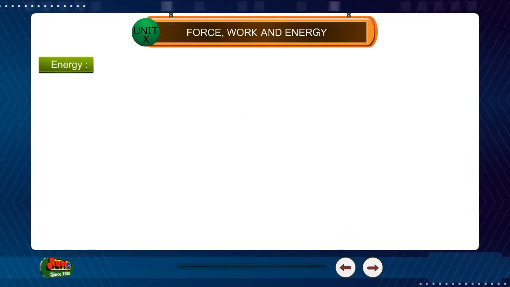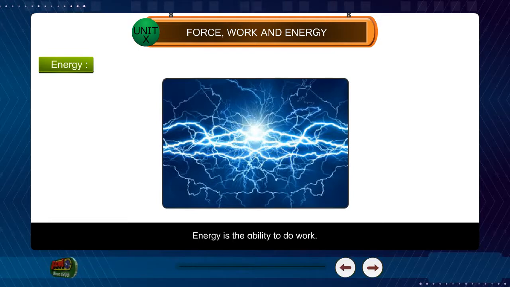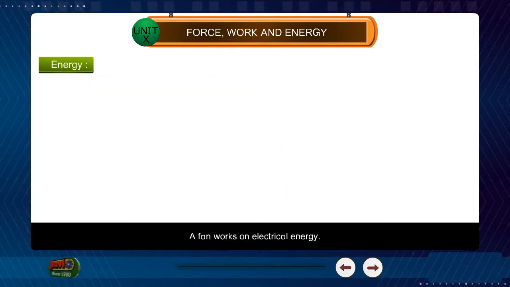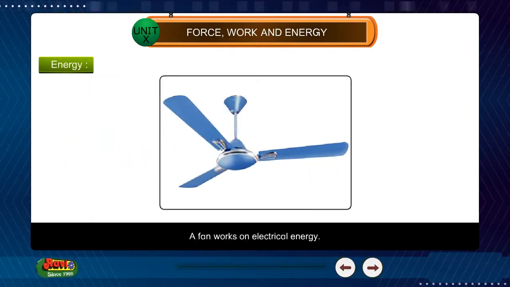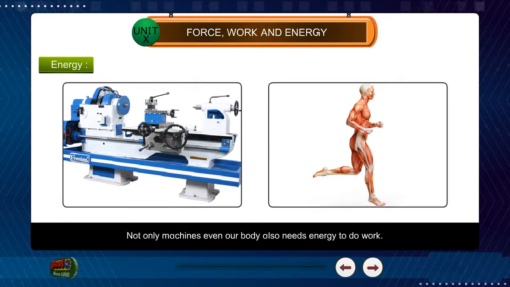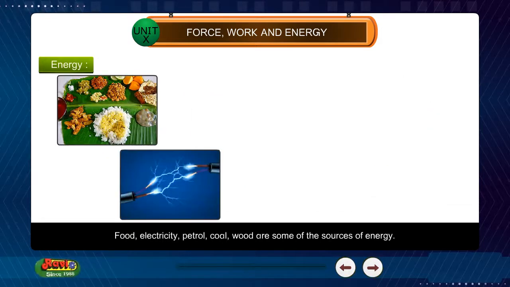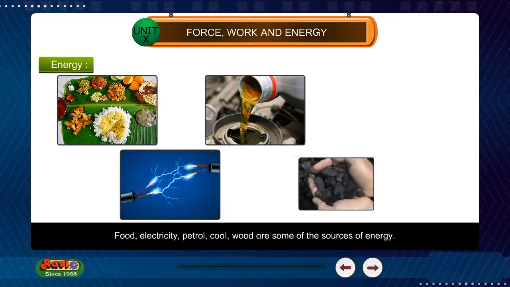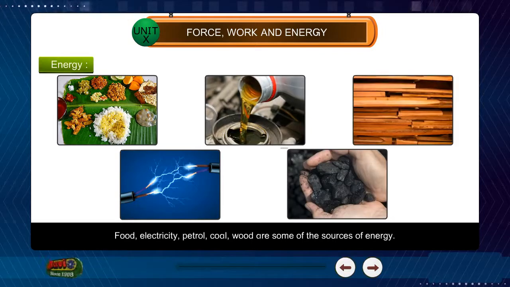Energy. Energy is the ability to do work. It is found in many forms. A fan works on electrical energy. A motorcycle runs on energy provided by fuel such as petrol. Not only machines, even our body also needs energy to do work. Food, electricity, petrol, coal, wood are some of the sources of energy.